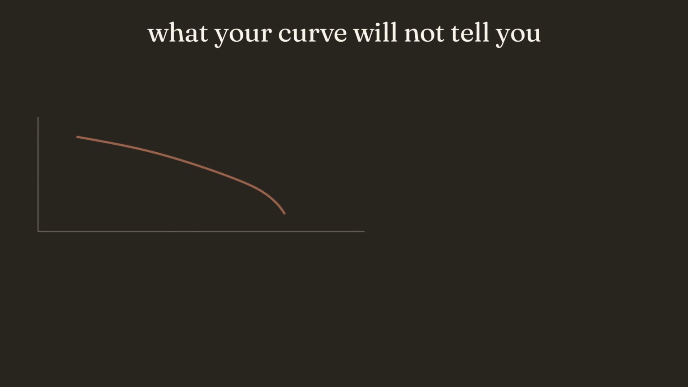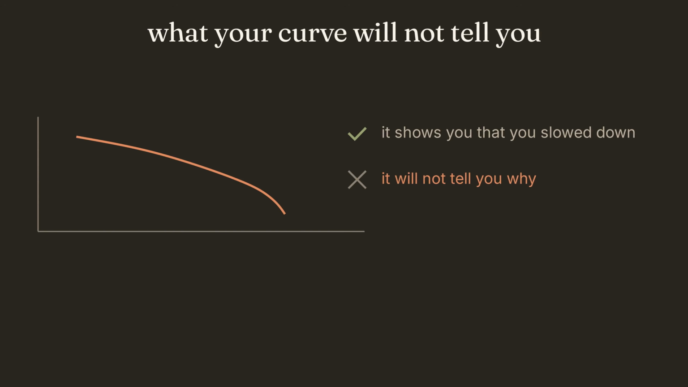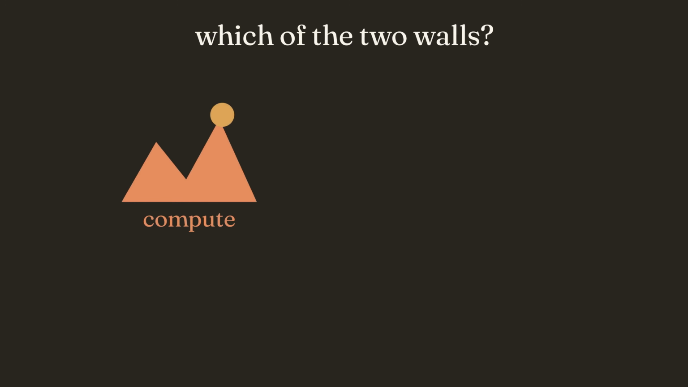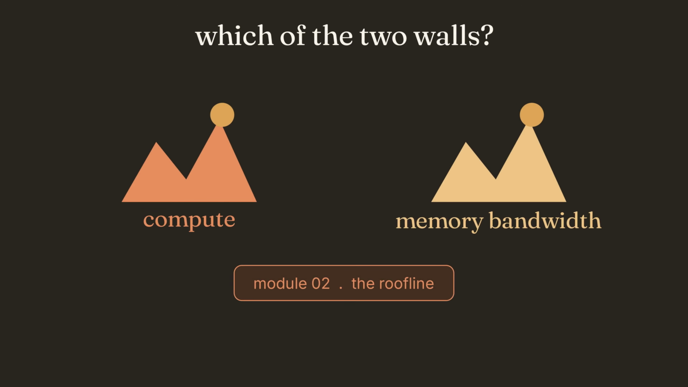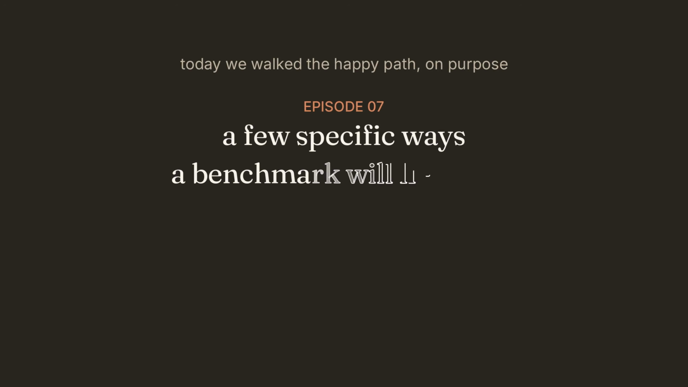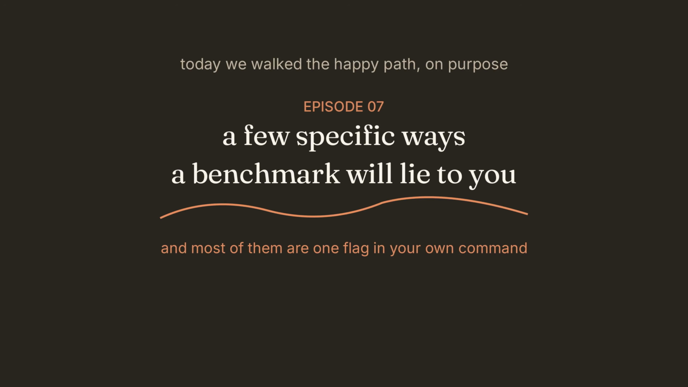So what won't your curve tell you? It'll show you that you slowed down. It won't tell you why. So which of the two walls did you run into? Compute or memory bandwidth? You will need the roofline for that, and we will cover it in Module 2. And today we walked the happy path on purpose, because the next episode will break it with a few specific ways a benchmark will lie to you, and most of them are one flag in your own command.